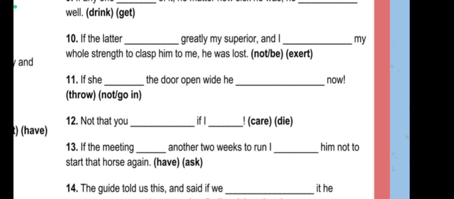"If the leader wouldn't be greatly my superior, and I exert..." Past teacher exerted. Exert, but be careful. Here we have the conditional clause, so this is the one in simple past. This is the result clause, so this is the one with would exert.